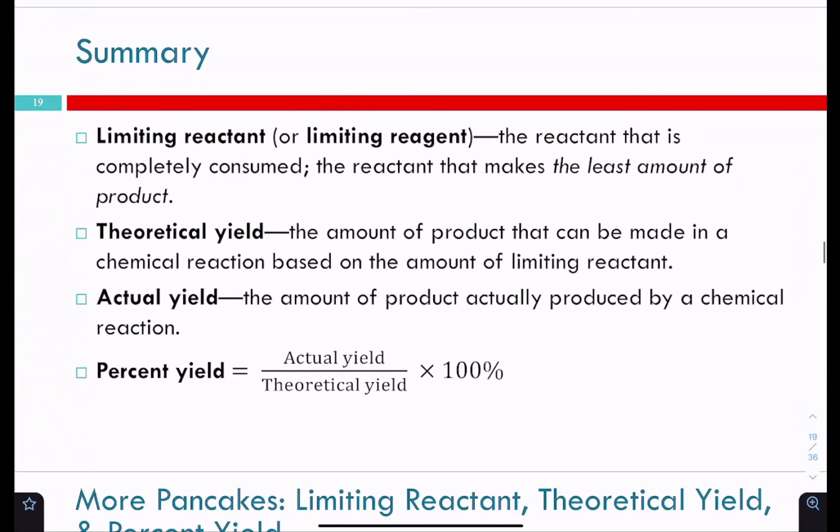So your limiting reactant or limiting reagent is the one that's completely consumed. It's what you run out of. And you can identify it because it makes the least amount of product. Your theoretical yield is the amount that can be made based on your limiting reactant, all in theory, assuming you use up all of it. Actual yield is what you have to be given or what you get from doing an experiment. And then you can calculate a percent yield with that actual yield and the theoretical yield.